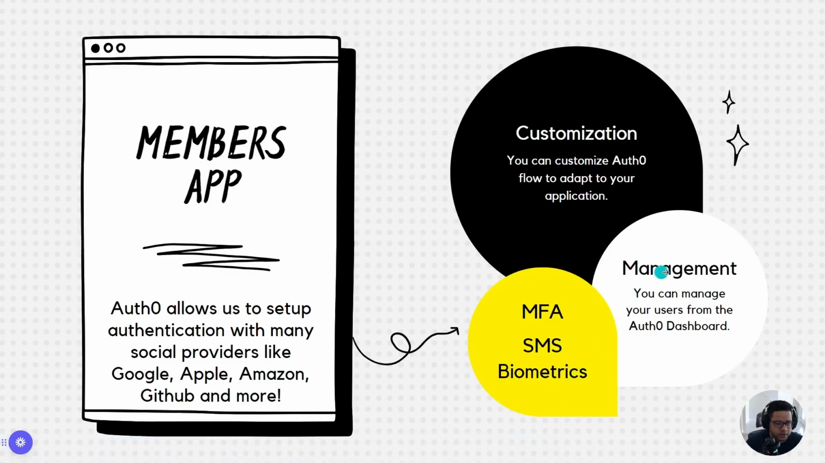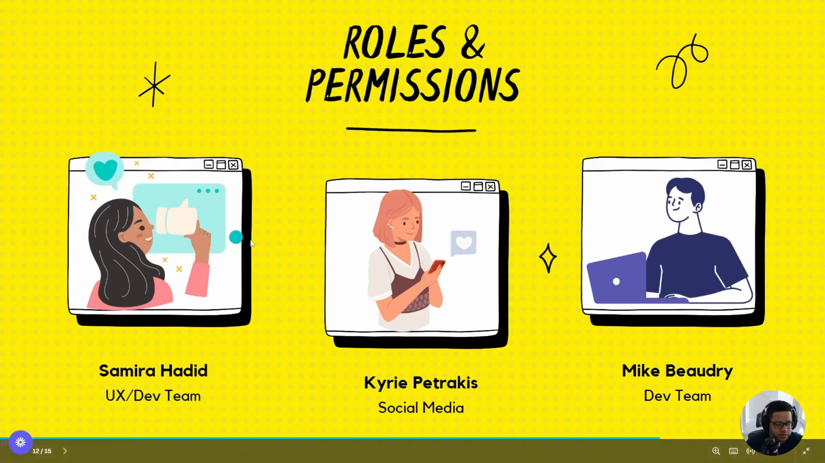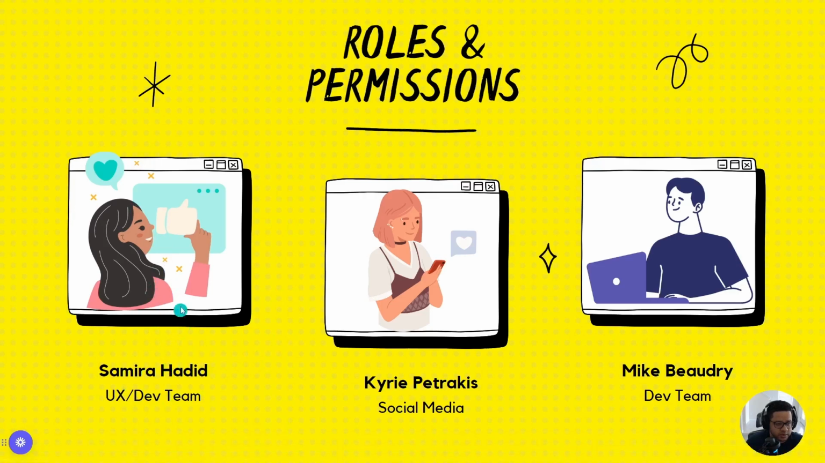It also allows you to set up MFA, SMS, biometrics if you want to allow that in your applications. The user management console is where you're going to manage all your users, and it's a nice Auth0 dashboard that provides all the information that you need about your users. Customization, it also provides a way to customize the flow and adapt Auth0 to your application. So it's really easy to set up. It also allows you to set up roles and permissions by users and groups, so you can have different permissions for different users inside of your application.